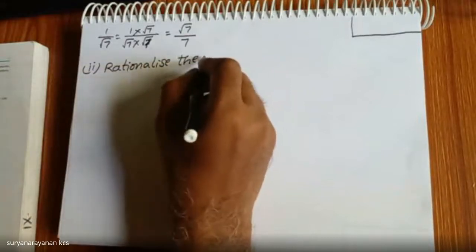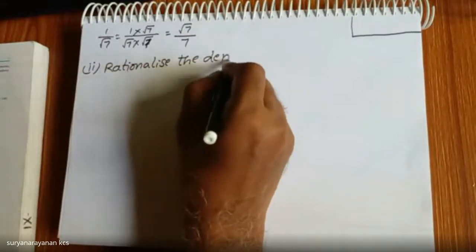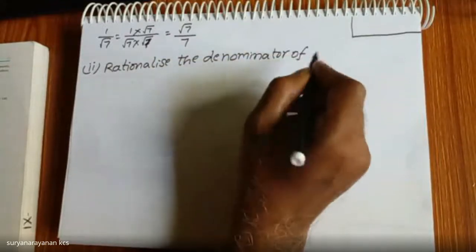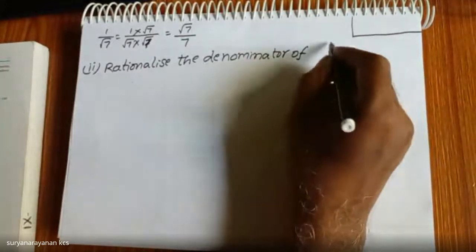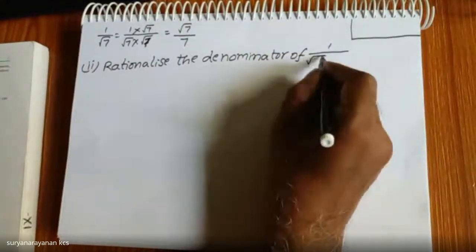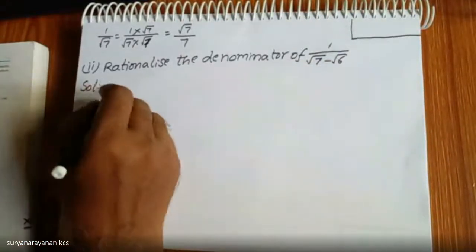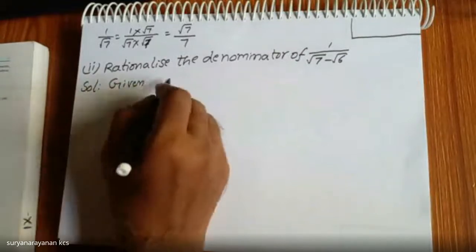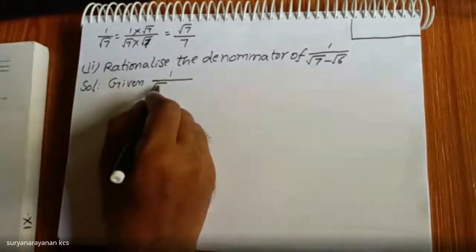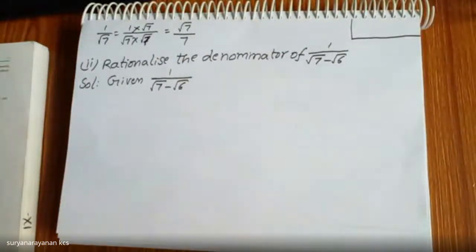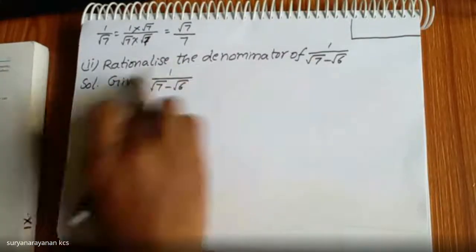Second one, rationalize the denominator of 1 by root 7 minus root 6. What is the given number here? 1 by root 7 minus root 6. In this number, what is the denominator? Can you tell me, my dear Rahul? What is the denominator in this fraction?